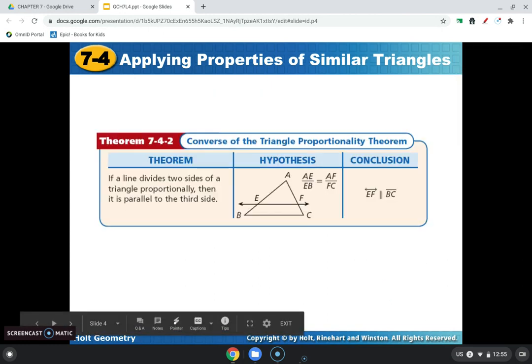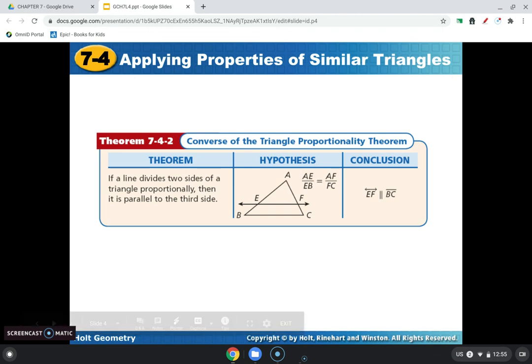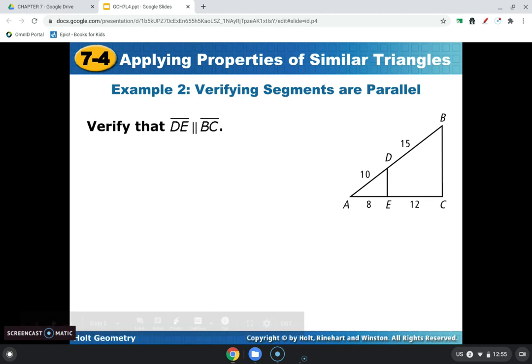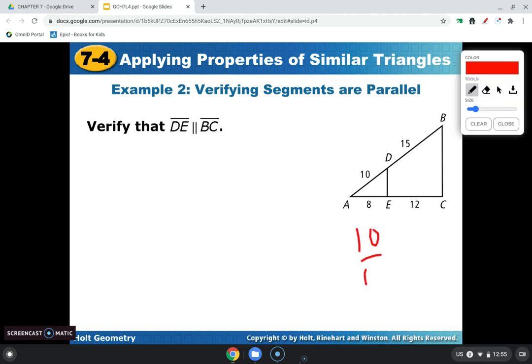All right, the converse of the triangle proportionality theorem: if a line divides two sides of a triangle proportionally, then it is parallel to the third side. So if you can set up the proportion and they are equal, you can show that they are parallel. So verify that DE is parallel to BC. So we can say 10 to 15 equals 8 to 12. That's 120 equals 120. That verifies that those are proportional, so it means they're parallel.